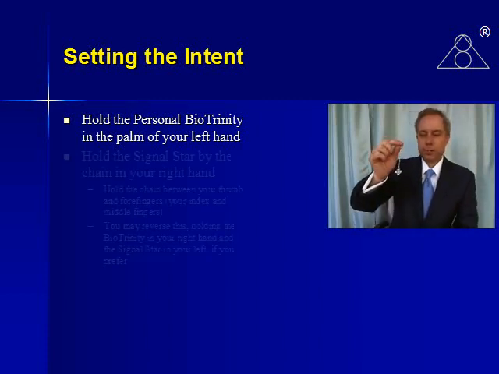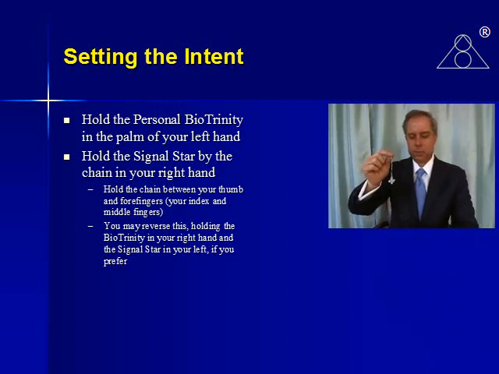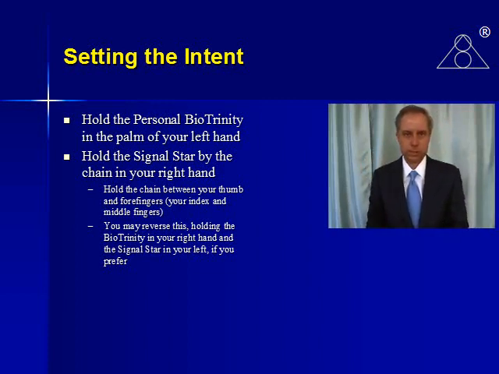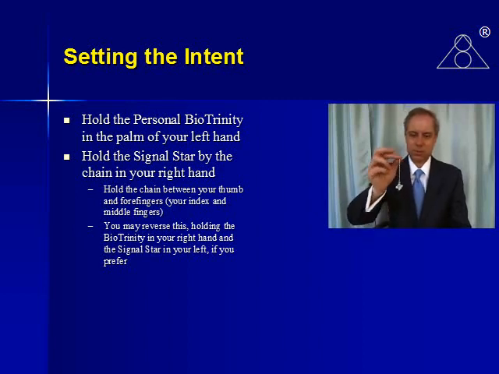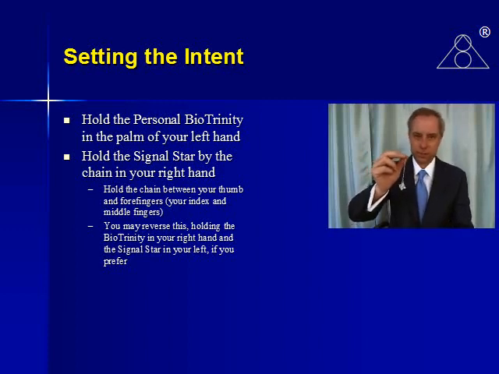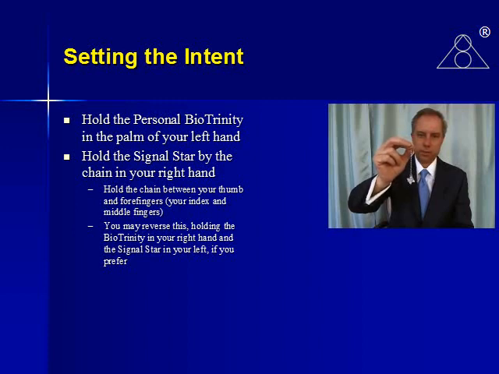Then take the signal star, and there's a specific way that you're supposed to hold it. Lanto said, hold it between your thumb and four fingers. And he gave an exact answer to Cindy when Cindy asked him, which fingers exactly were we supposed to hold the signal star with? And Lanto said that it is the thumb and the first finger and the second finger. The first finger receives support from the second, just as the president receives support from the vice president. So these are the fingers that you will use to hold the signal star.